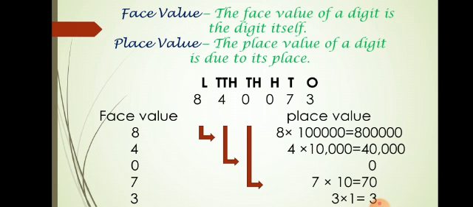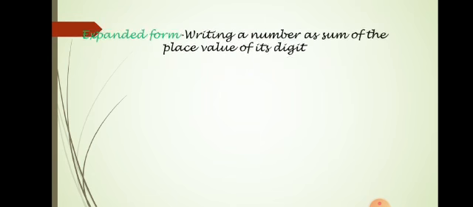The face value of 0 is 0 and the place value is 0. Then the face value of 7 is 7 and the place value is 70 because it is on the tens place. The face value of 3 is 3 and the place value is also 3 because it is on the ones place. Then we have expanded form, writing a number as the sum of its place values.